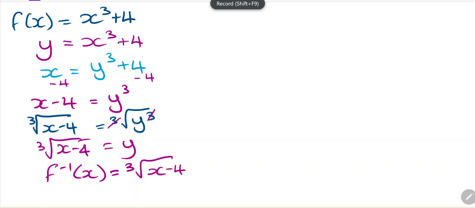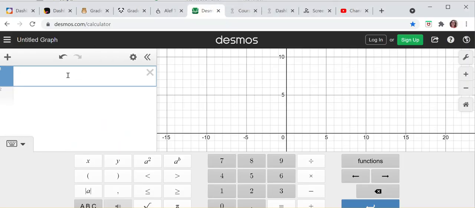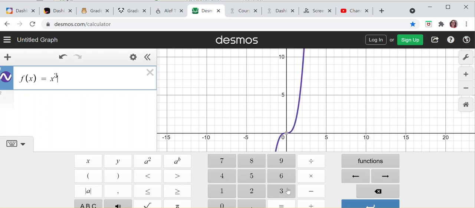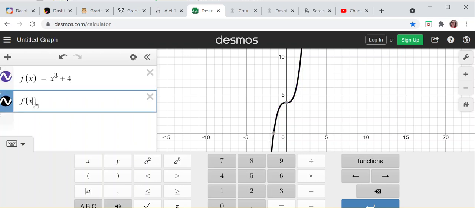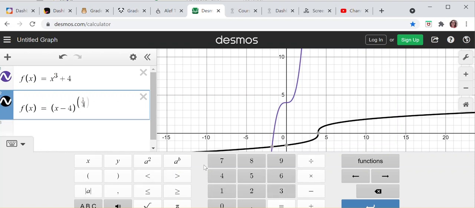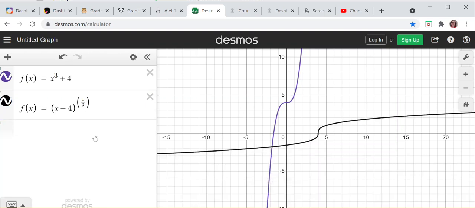Okay, so if you put our functions into Desmos, we have f of x is equal to x to the third plus 4, and f of x, and we need to write this as a fractional indice because we've got the cubed root, so it's going to be x minus 4, and this is going to be raised to 1 divided by 3, or a third.